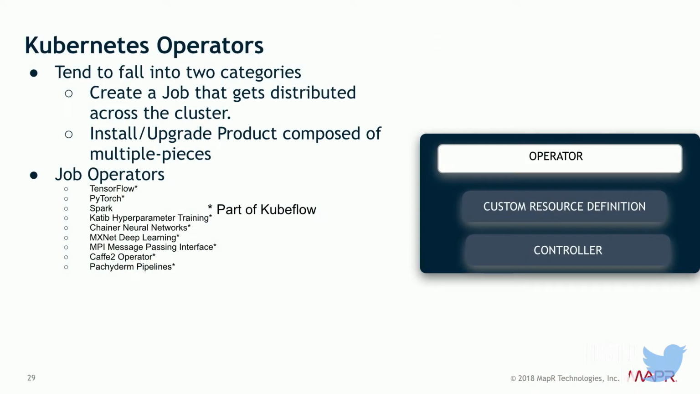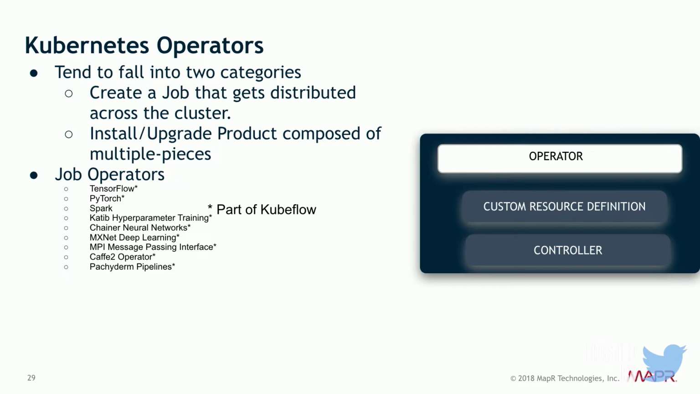In Kubeflow, there are a bunch of operators just for different types of deep learning workflows. There's TensorFlow, PyTorch, Spark is separate but has its own operator, Katib for hyperparameter training, Chainer, MXNet, MPI for message passing, Caffe2, and Pachyderm. Those are the ones that are in there today. There are more coming along every day.